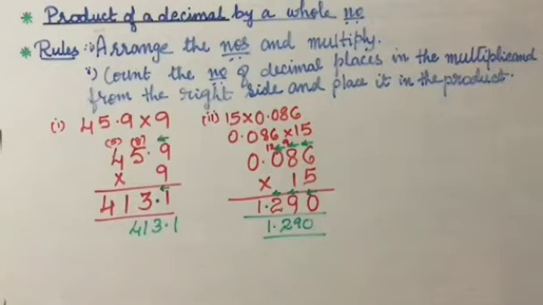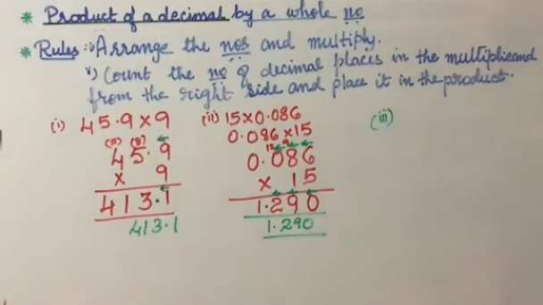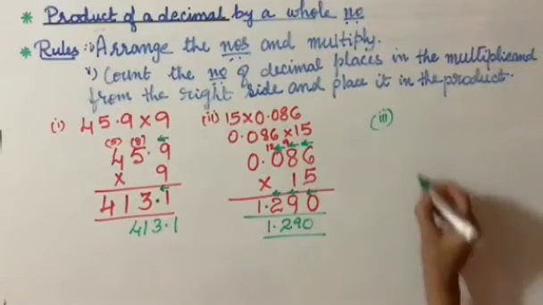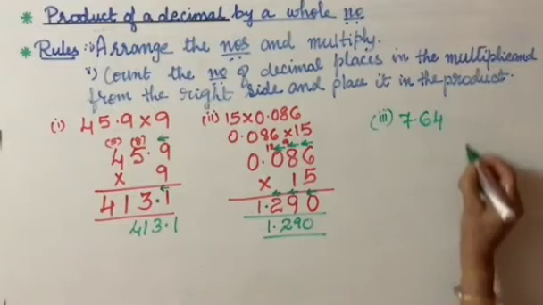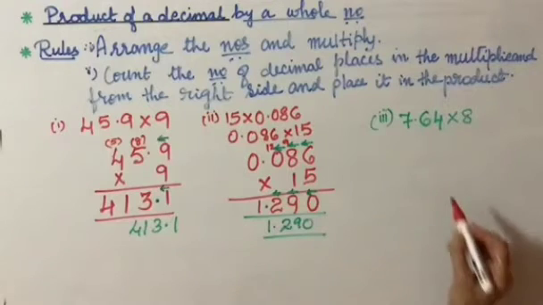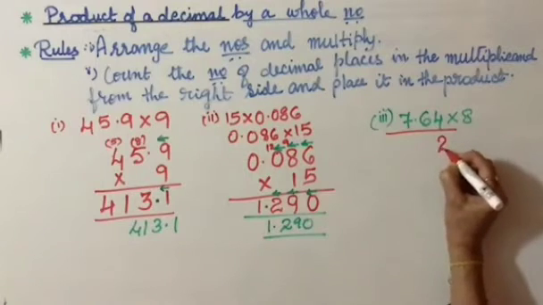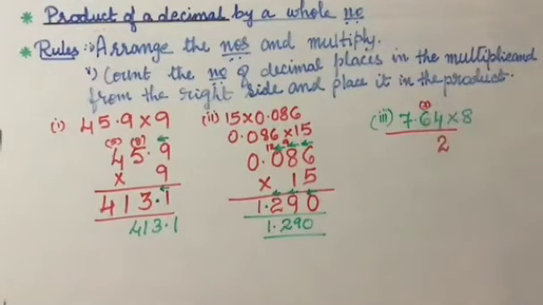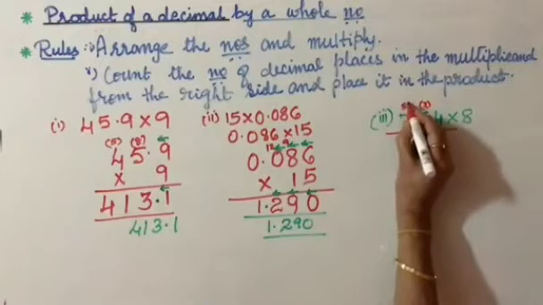Okay. One more example I'll give. You will do it. Check this answer. Now we have a simple one: 7.64, the decimal number, into 8. Try, children. Here itself you can try. 8 is a simple multiplication table, is it not? So multiply. 8 4s are 32, is it not? Carry 3. 8 6s are 48 plus 3 is 51, right? Carry 5.